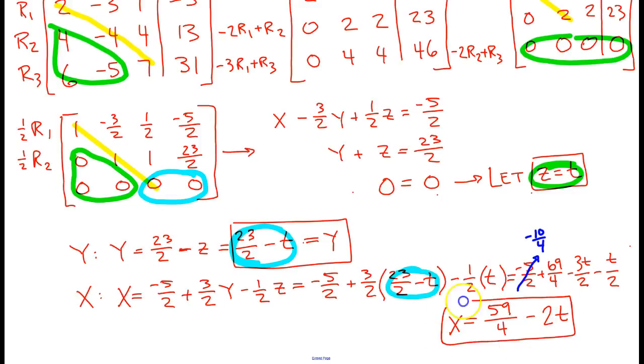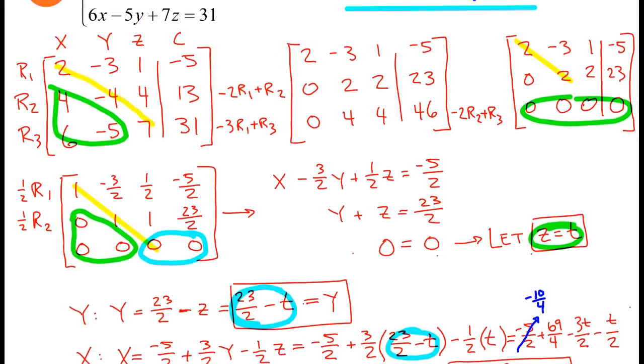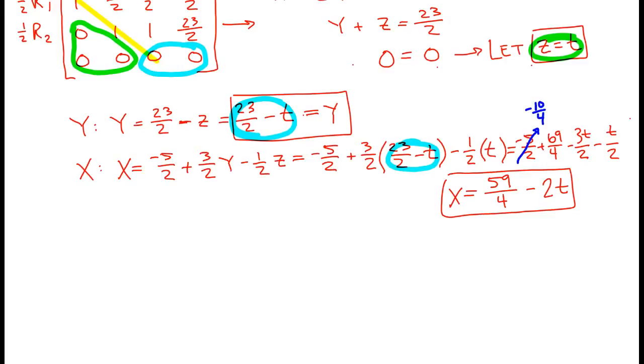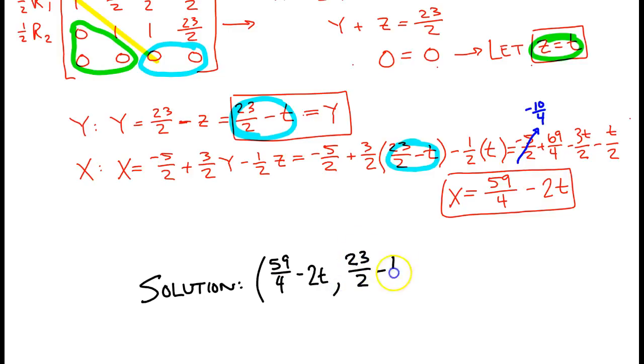Alright, so folks, we are actually done. We have solved this consistent dependent system, and our solution looks like this. Now it requires the parameter t, but it's still a solution. The solution is 59/4 minus 2t for x, and then y is 23/2 minus t, and then z is t.